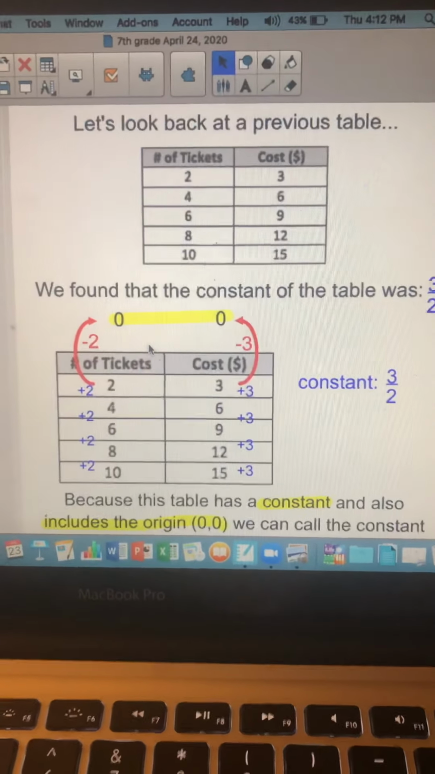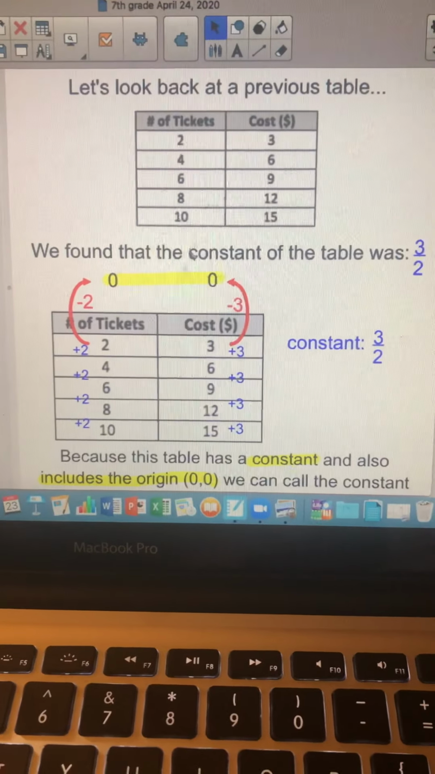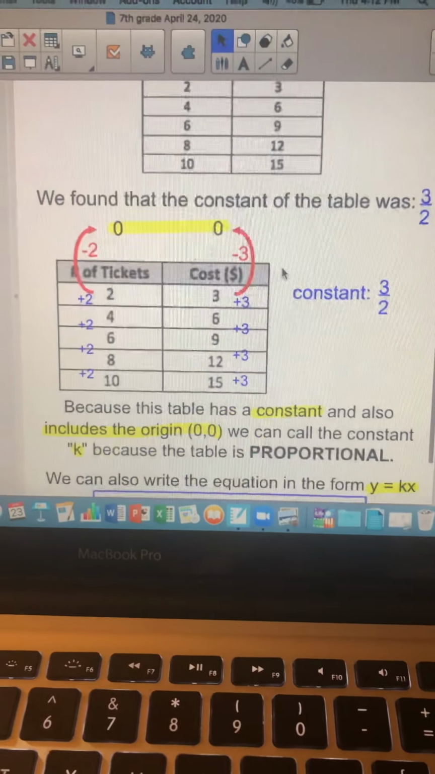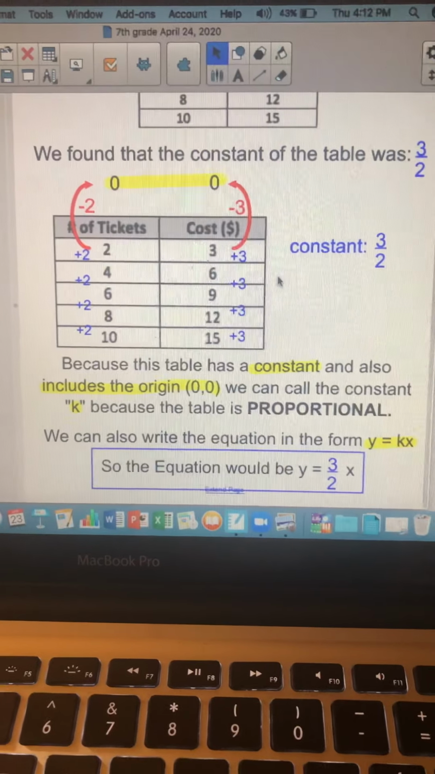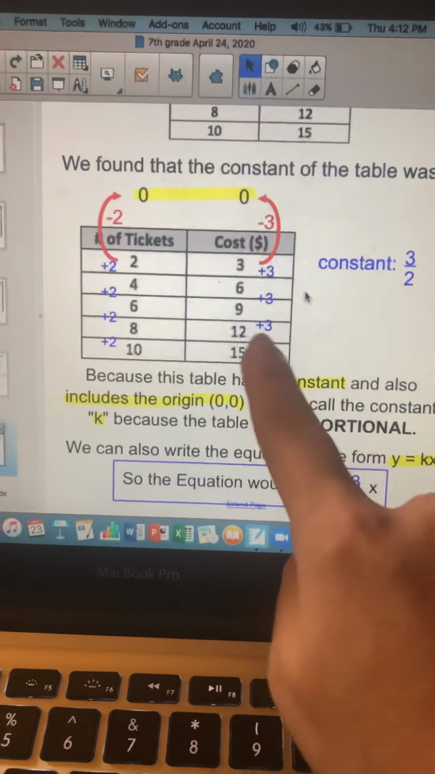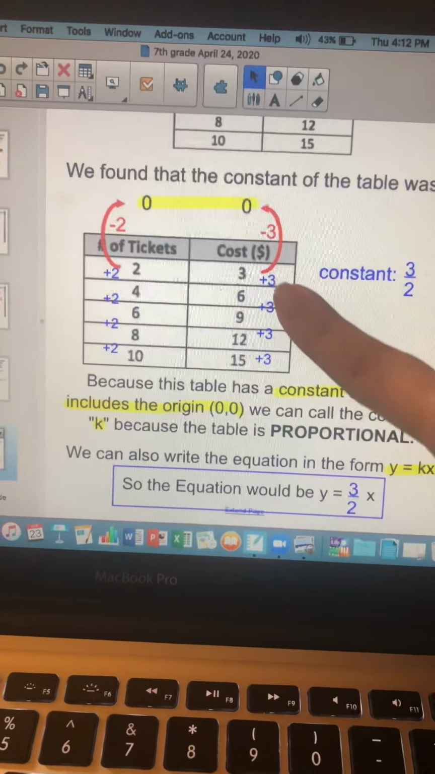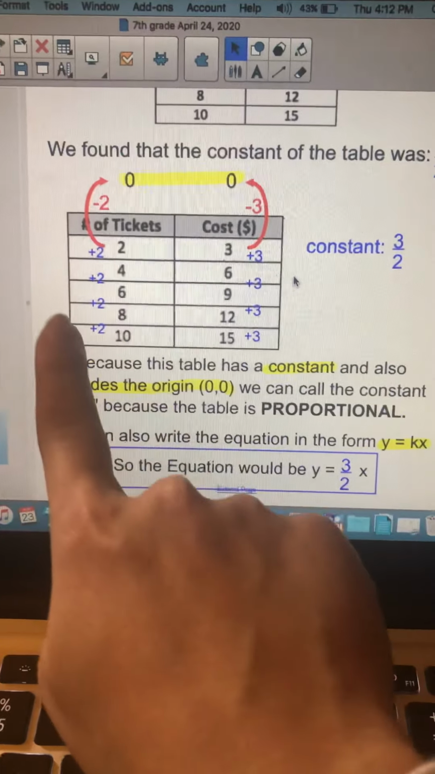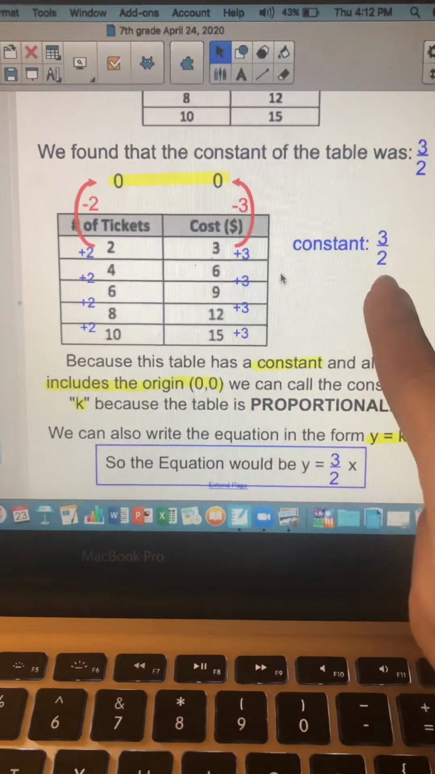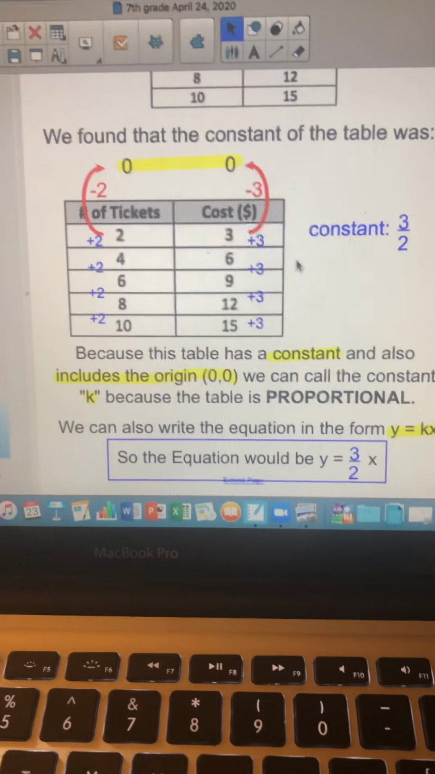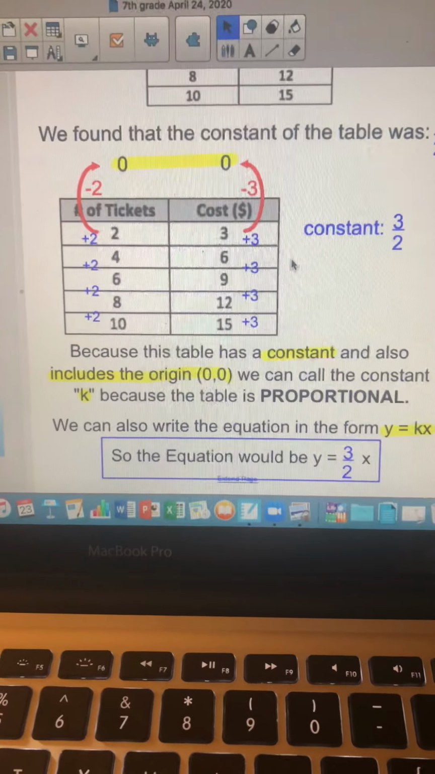Okay? All right, so here is a table that we already explored when we were doing our tables. And we found that the constant was 3 over 2. So remember, in a table, it's going to be the change in y. Notice how these are all changing by 3. That's your numerator. Over the change in x. These are all changing by 2. That's your denominator. 3 over 2 is in simplest form, so we can leave it as 3 over 2.